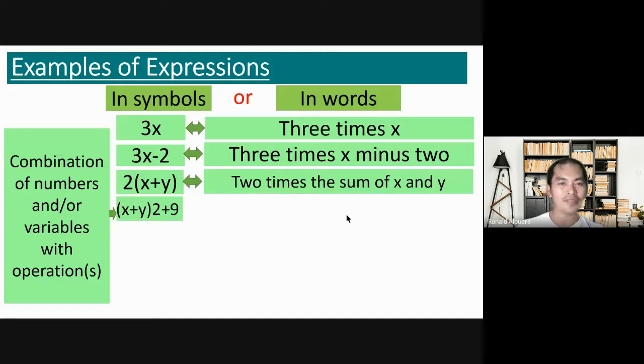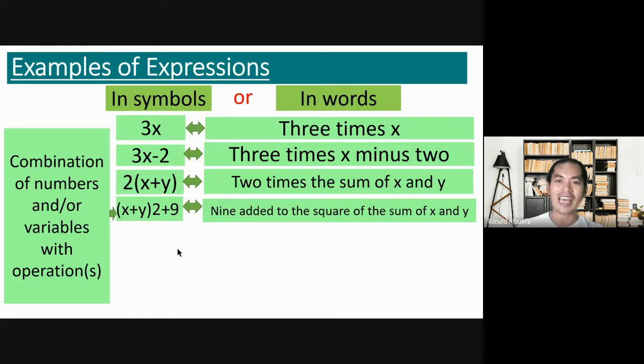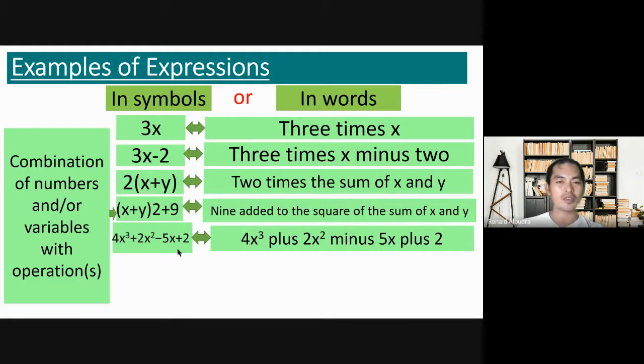Or we have this, the square of x plus y plus 9. Okay, the square of x plus y plus 9. 9 added to the square of the sum of x and y. So, ganun yun. Or, kagaya nito, 4x cubed plus 2x squared minus 5x plus 2. So, we have 4x cubed plus 2x squared minus 5x plus 2.